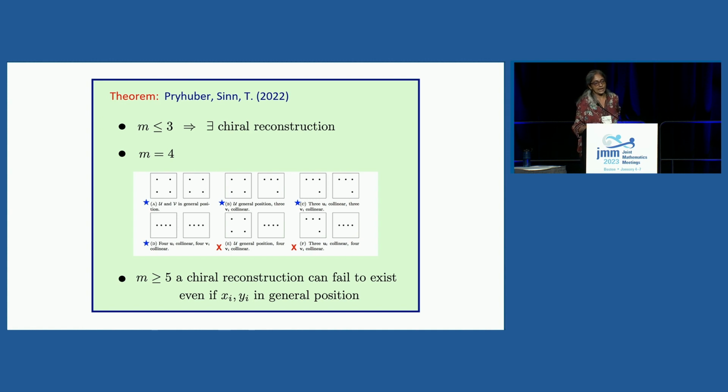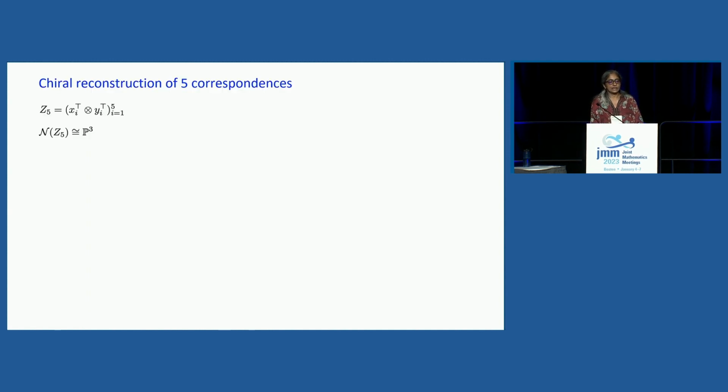Okay? So for m equal to 5, it's going to fail, and then after that, it's going to fail for anything bigger because you can have sub-configurations that fail with m equal 5. Okay, so let me talk a little bit more about chiral reconstruction of 5 correspondences. And we'll see that a lot of classical algebraic geometry appears in this setting, okay? So I'm just focusing on 5-point correspondences.